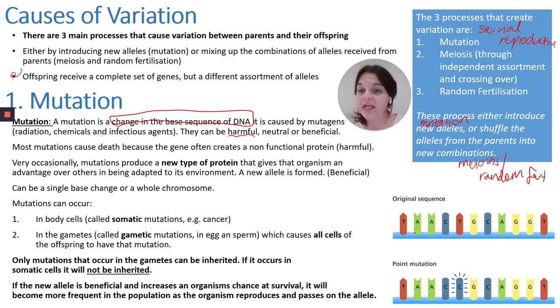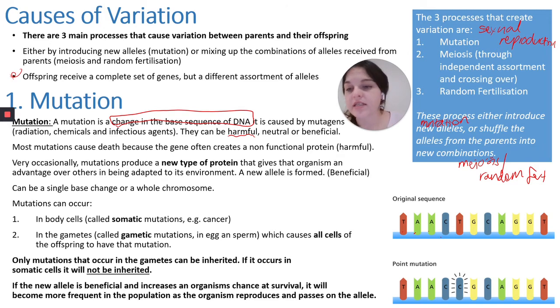Very occasionally mutations produce a brand new protein that gives an organism an advantage over others in being adapted to their environment. So you might end up with a mutation, but actually you live and survive better than the other people in your population or in the species. So we've got a beneficial allele here. Some examples of neutral mutations, like tongue rolling. You might have the gene for tongue rolling or not. It doesn't really make you survive any better or not. It's just there. Didn't kill you, didn't make you survive better.